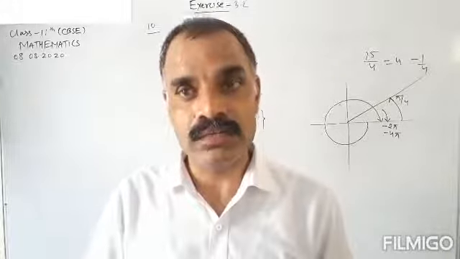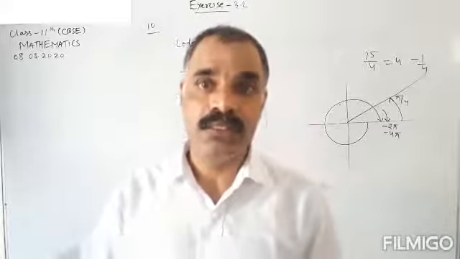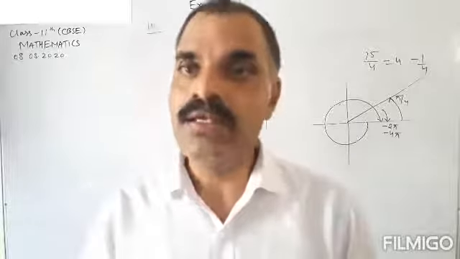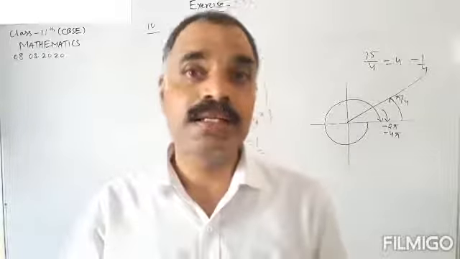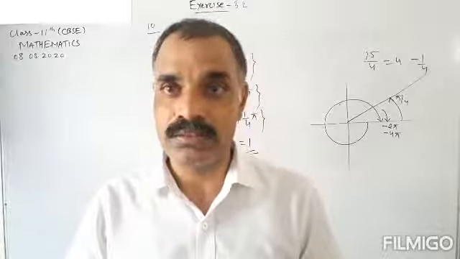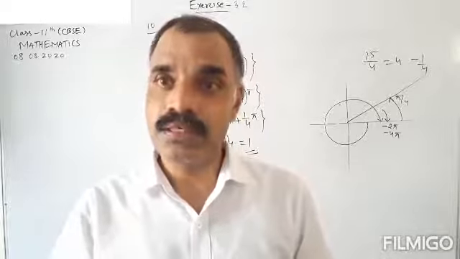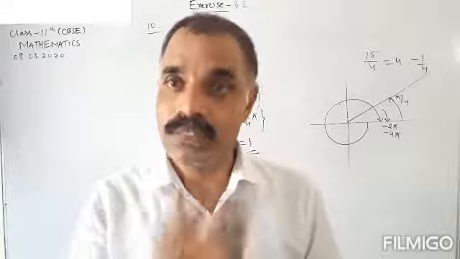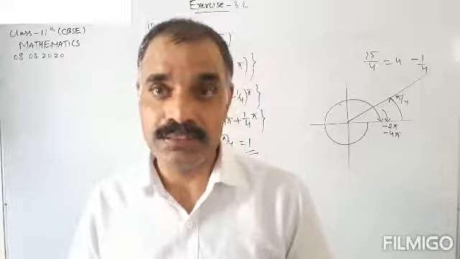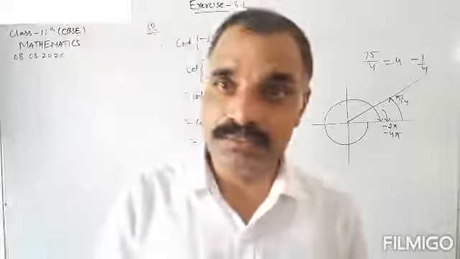A for first quadrant: all trigonometric ratios are positive in the first quadrant. S for second quadrant: S means sine and its reciprocal cosec, so sine and cosec are positive in the second quadrant. T for third quadrant: T means tangent and its reciprocal cotangent, which are positive in the third quadrant, and other trigonometric ratios are negative in this quadrant.